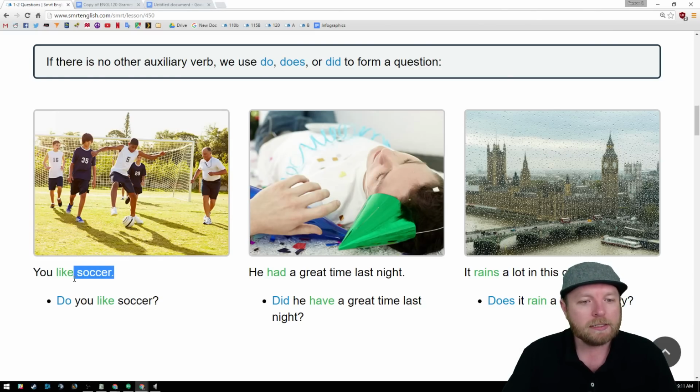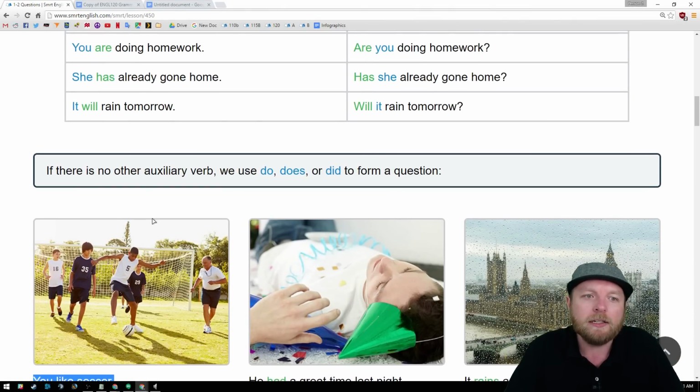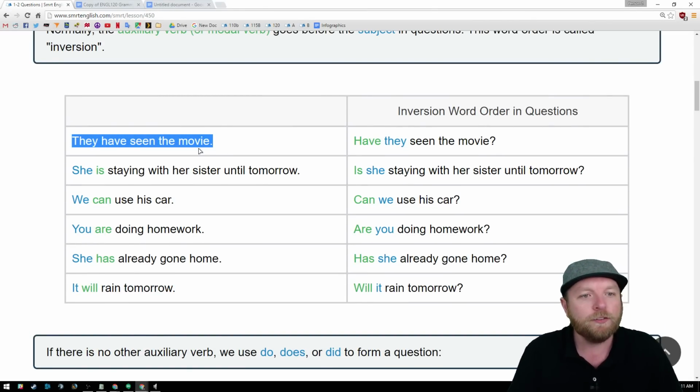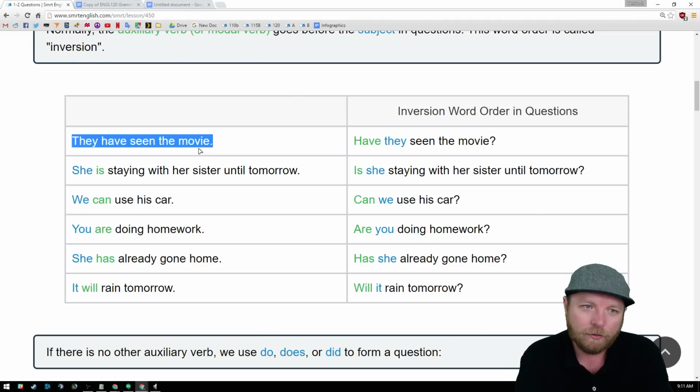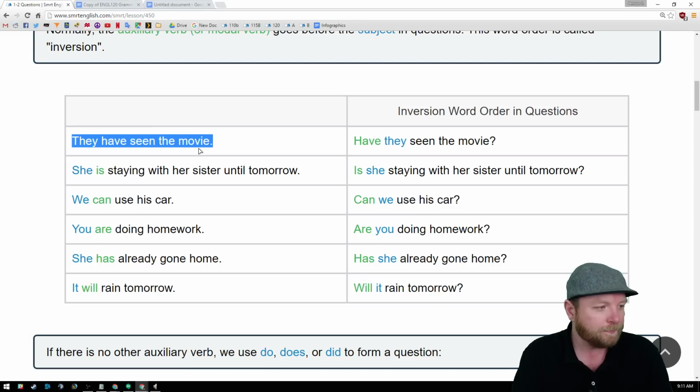If there is not an auxiliary verb, look, you like soccer. How many verbs, guys? You like soccer. There's only one verb. So that means there is not an auxiliary verb. Let's go back. Look, how many verbs do you see in this sentence? They have seen. I see two verbs, have and seen. Well, seen is the main verb and have is the helping verb, the auxiliary verb.